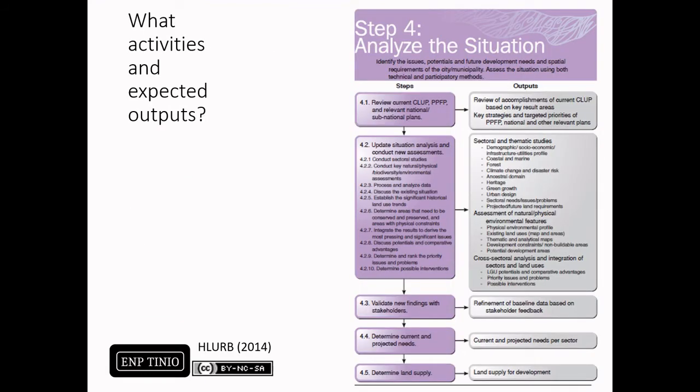What activities and expected outputs are involved in this step? To analyze the situation, the LGU should first review other plans that are both higher and lower level. Second is to conduct sectoral and thematic studies according to the land use planning policies and development sectors. Validate these findings with stakeholders. Determine the needs, both current and future, for each development sector. And lastly, to determine land supply that is available for the development in these particular sectors.